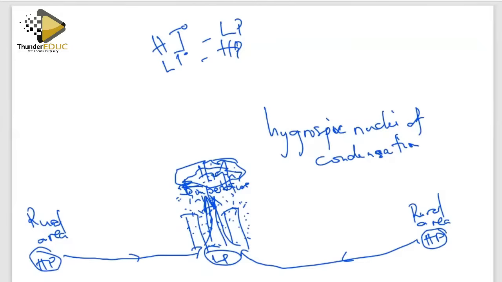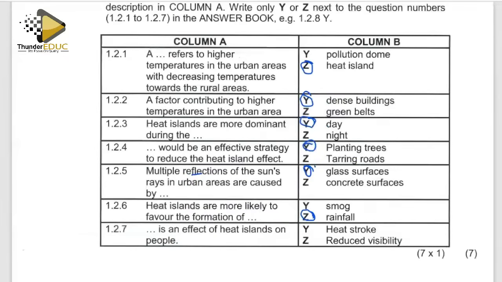They will be readily available in the atmosphere, and they facilitate condensation to take place, such that we have effective condensation and precipitation formation over the urban areas. Right. Going on to the next question.